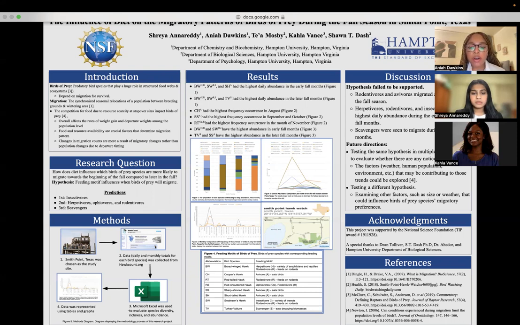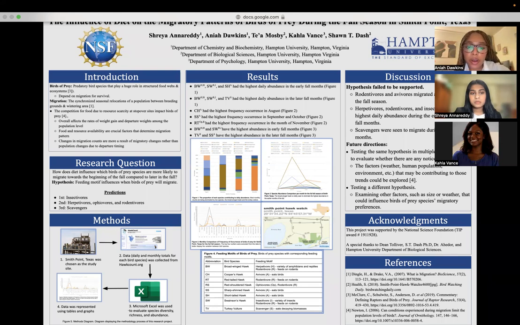Okay, so for our results section, we use mainly these three graphs and the table beneath. We focused on more of the data throughout the fall season because we were trying to determine what actually, the feeding motifs, if that determine when they wanted to migrate.